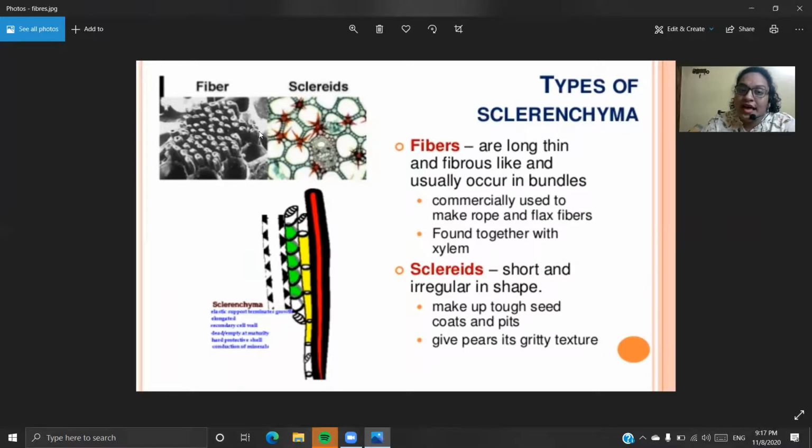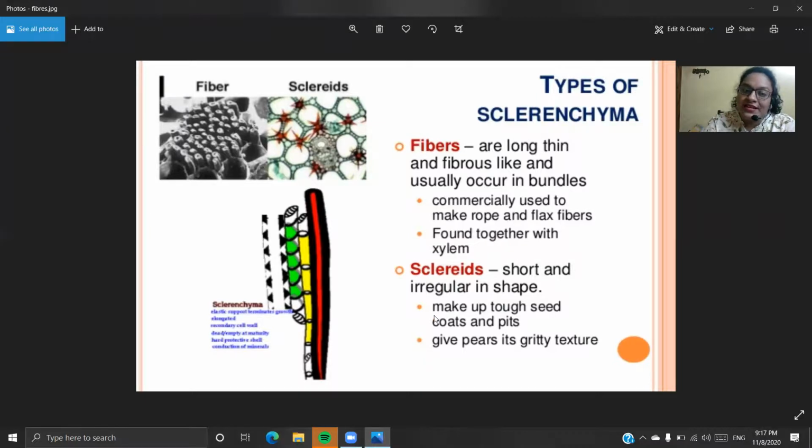And these do not exist singly. They exist in a bunch. So you can see they're existing in a bunch. They may be in bundles, or they may be available as sheets. Okay, and these are usually used in making ropes, and they are found together. Where are they found? We usually call them xylem fibers. So they make up the xylem fibers.